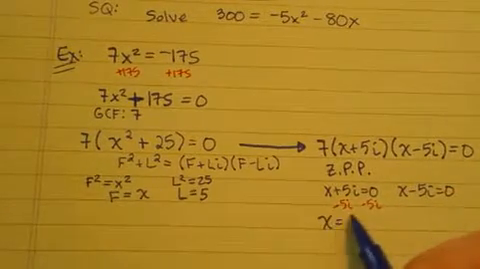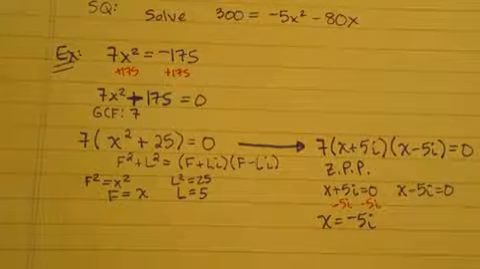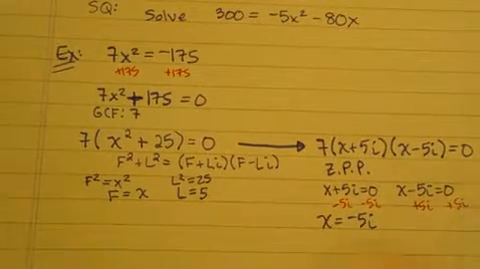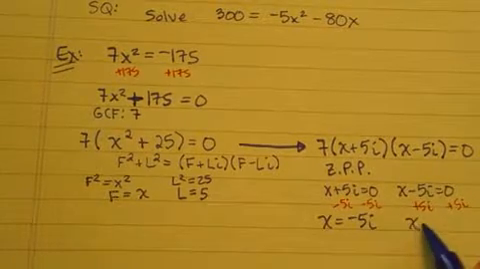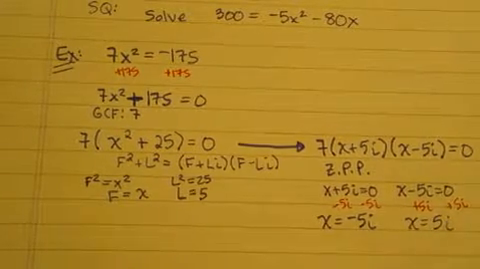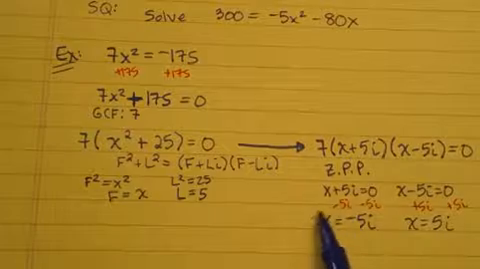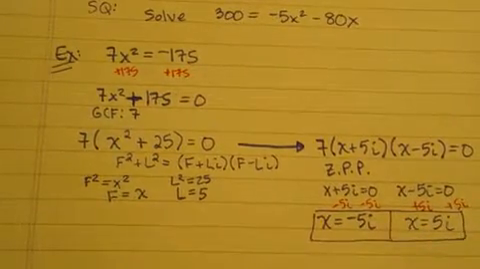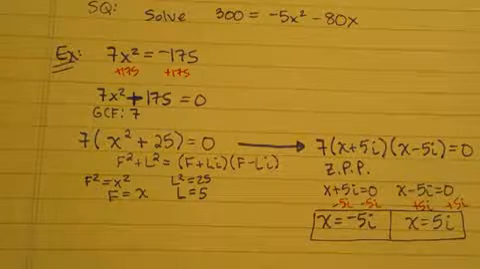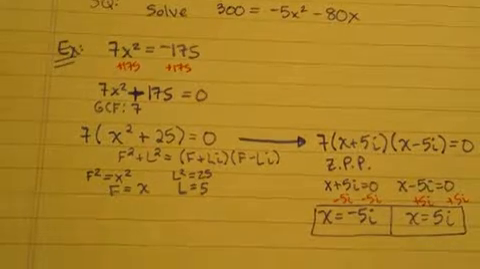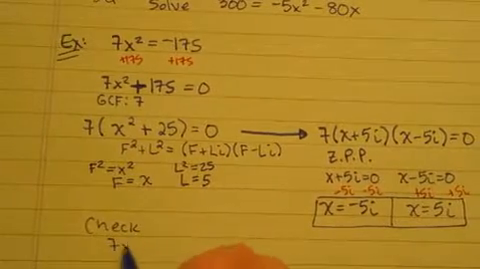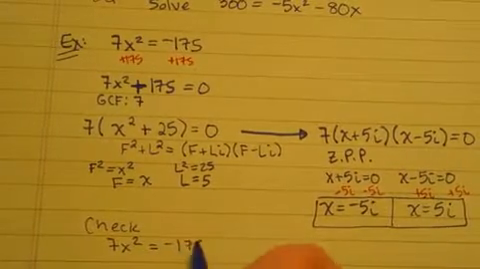So x equals negative 5i. x minus 5i, so I add 5i to both sides, and x equals 5i. And those are my 2 solutions. X equals 5i, x equals negative 5i. Now we could check those solutions in our original equation. 7x squared equals negative 175.